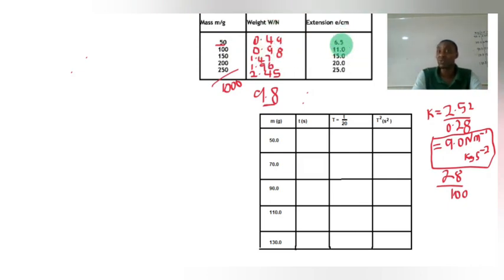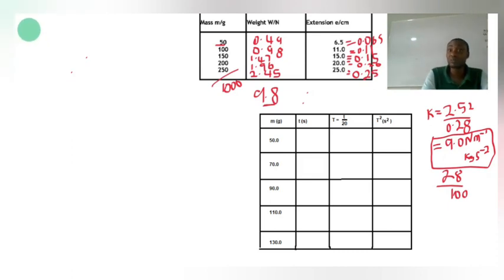The next thing I have to do is to convert this to meters, because they are in cm, by dividing by 100. If I divide by 100, it's going to give me 0.065, and this is going to give me 0.11 meters. This one is going to give me 0.15, and this one is going to give me 0.20, and this is going to give me 0.25. So I've converted it now.